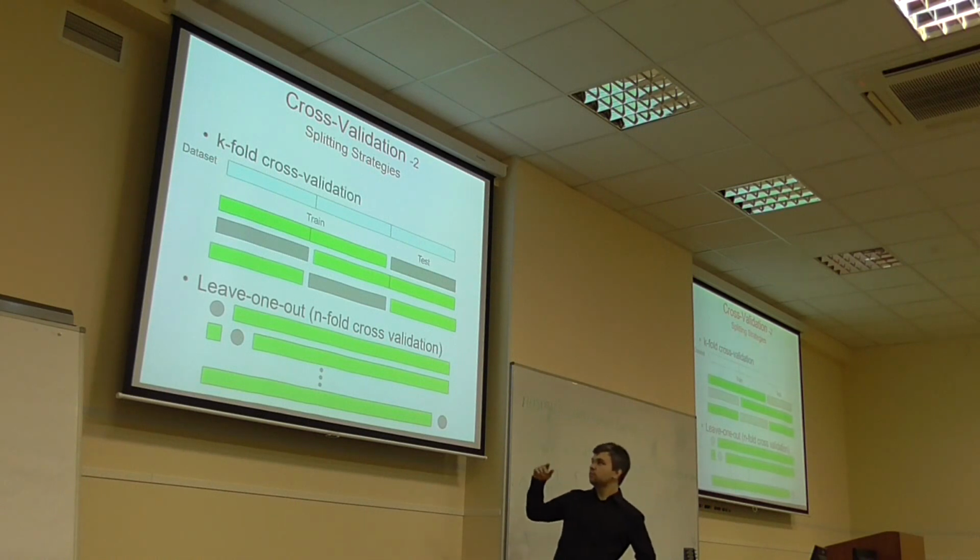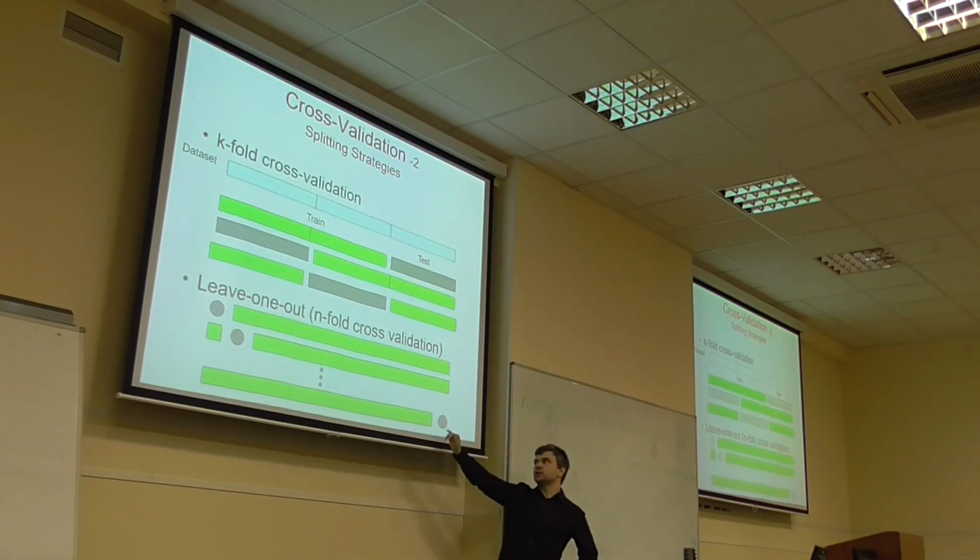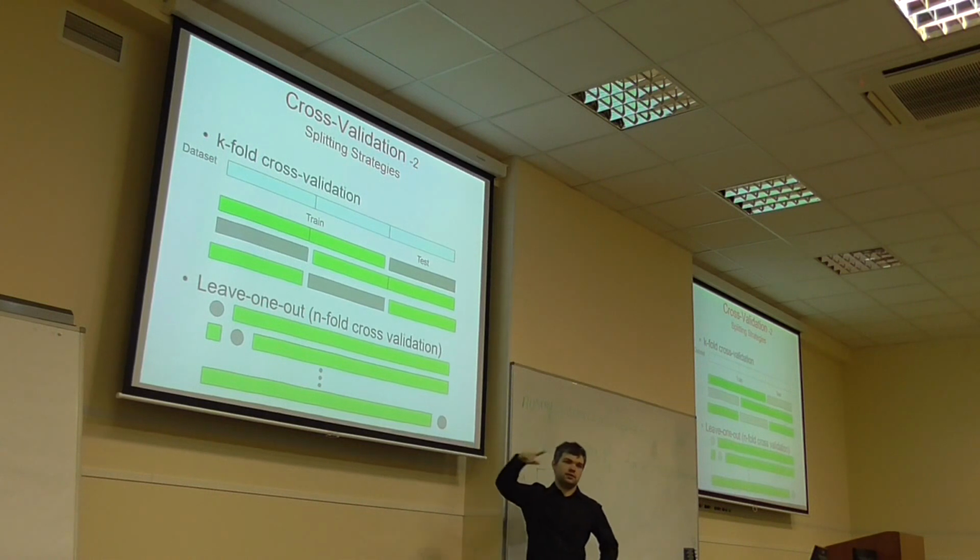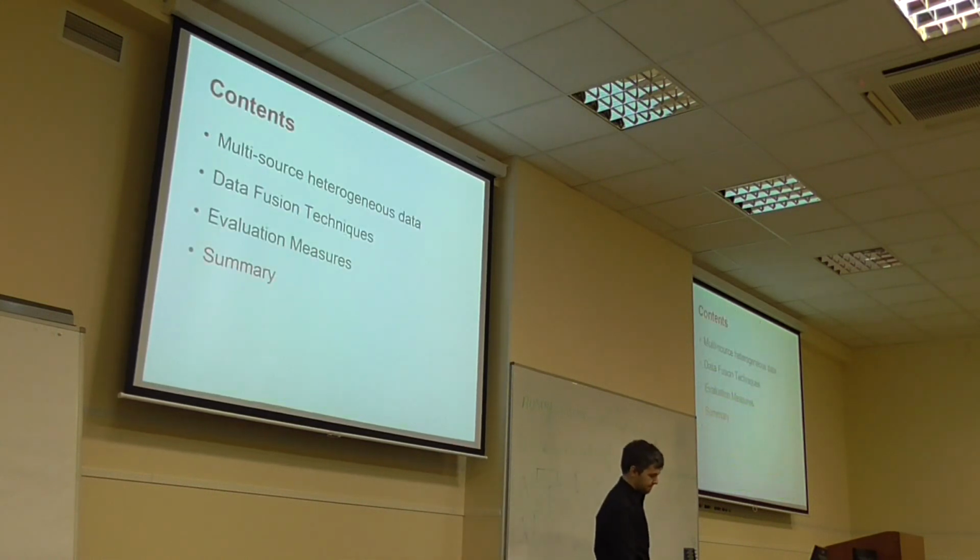An extreme case is leave-one-out cross-validation, where we always take one example and train on all the others, and compute how many times we classify this one correctly by training on all the other data.